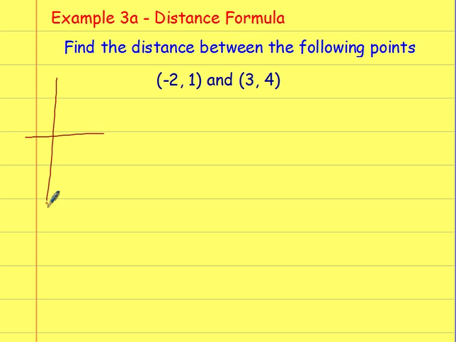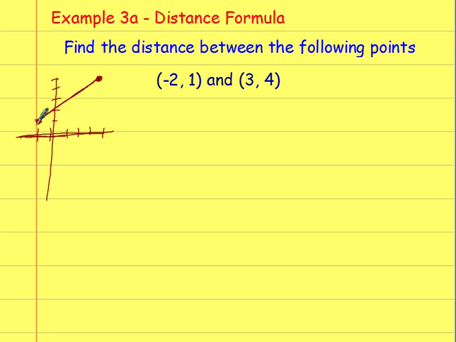So for instance, if I were to actually plot these, negative 2, 1 would be here, right? And 1, 2, 3, 1, 2, 3, 4 would be here. So why can't I just say, oh, that's 1, 2, 3, 4? Could I? No, why not? It's a diagonal, right? Exactly. So this is a diagonal. So is it really 1? This is not the same as this.